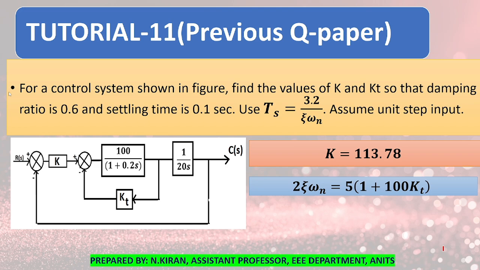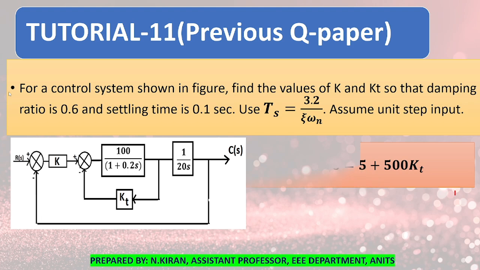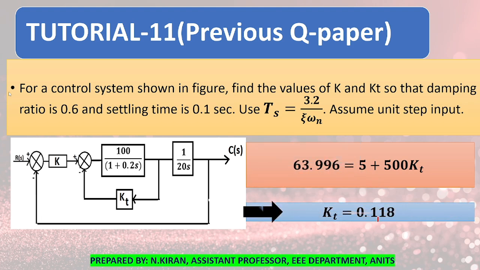Next, the second part we have obtained as 2 zeta omega n as 5 into 1 plus 100 into kt. We already know the value of zeta as 0.6 and the value of omega n is 53.33. So now upon substitution, that will give me the value of kt as 0.118. So I found both the values of k as well as kt for the given block diagram of a control system.